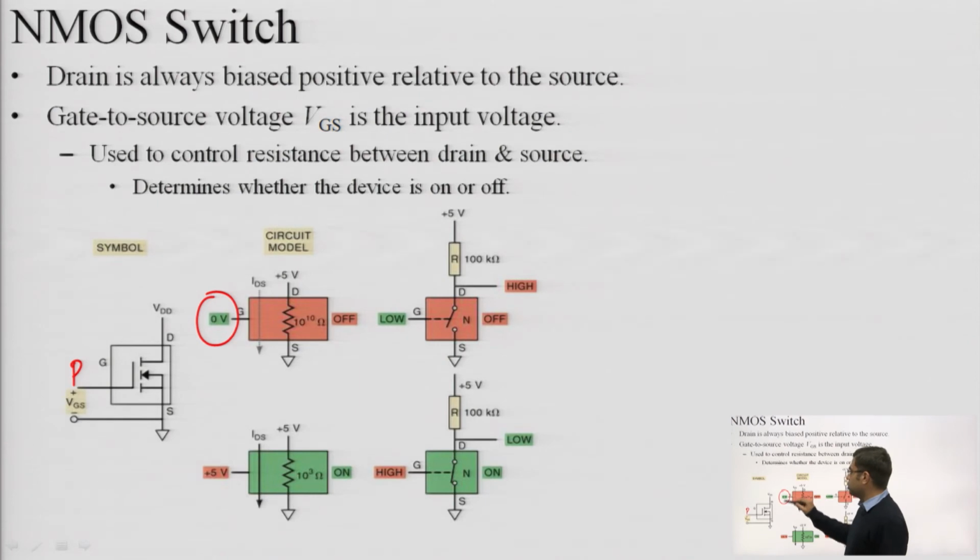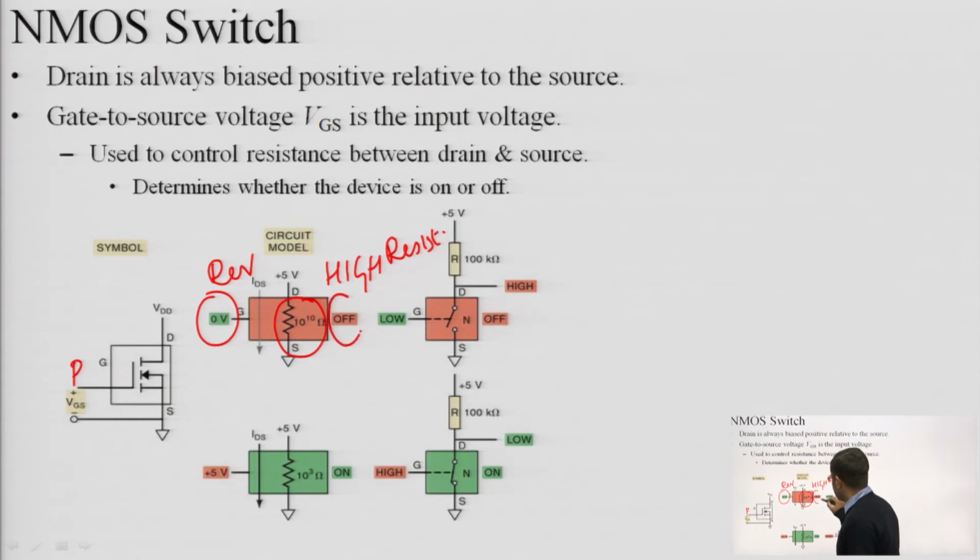So we are applying 0 volt to the P, that means it is a reverse bias situation. This is an NMOS, and the NMOS gate is P type, so we are applying 0 volt at the gate. That means it will be reverse bias. If it is reverse bias, then this 10 raised to power 10 kilo ohm high resistance means the output must be off, so that output is low.